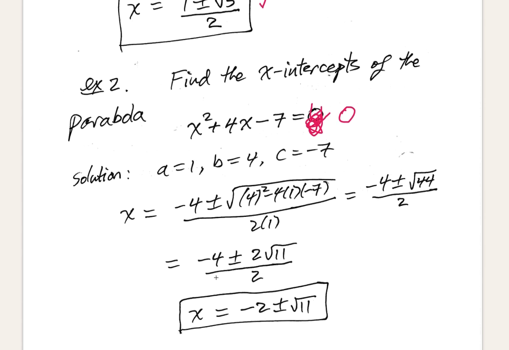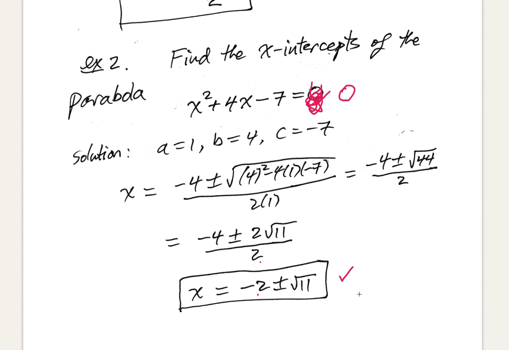Then I've got negative 4 plus or minus the square root of 2, square root of 11, all over 2. Remember that 2 is dividing both terms. Negative 4 divided by 2 is negative 2. And the 2 divided by the 2 there is 1. So we've got 1 times the square root of 11, or the square root of 11. So we've got negative 2 plus or minus the square root of 11.